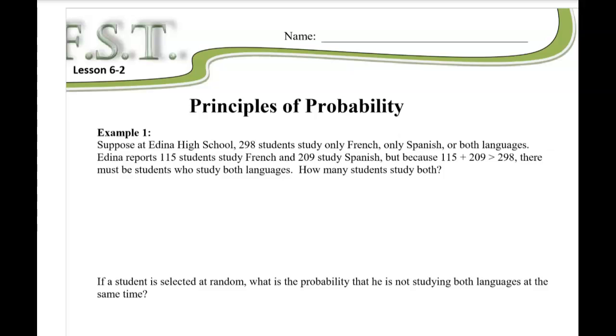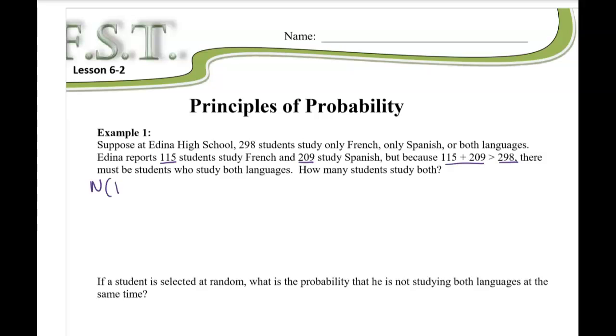Example 1. Suppose at Edina High School, 298 students study only French, only Spanish, or both. 115 study French, 209 study Spanish, but because those add up to being greater than our total students, there has to be students who study both. How many students study both? I'll show you how to do it without a Venn diagram and then with a Venn diagram, which I believe we've done before.